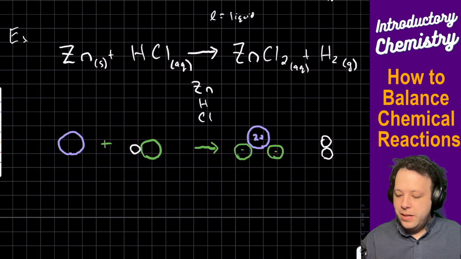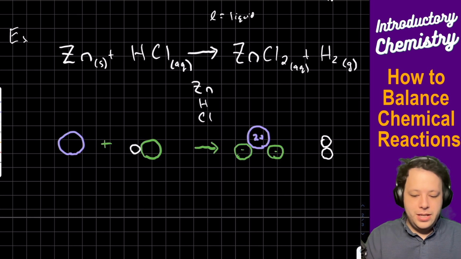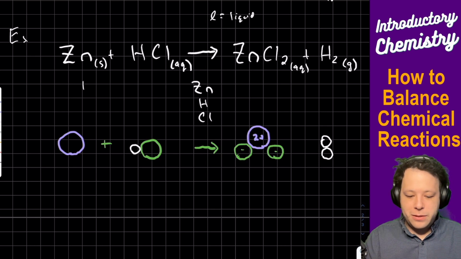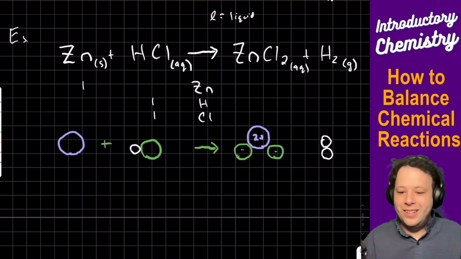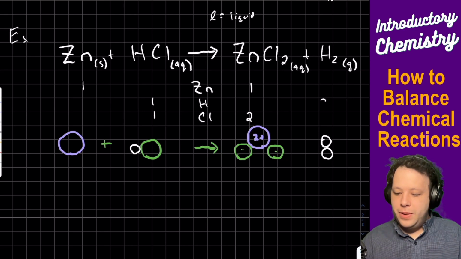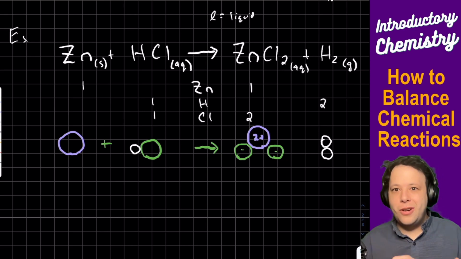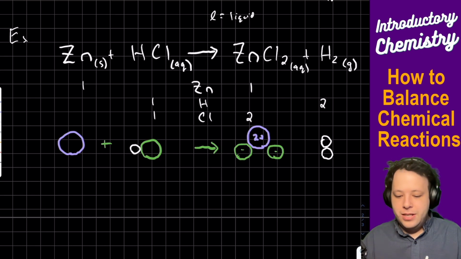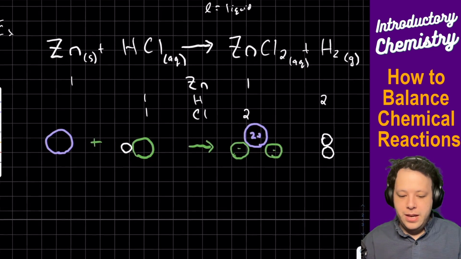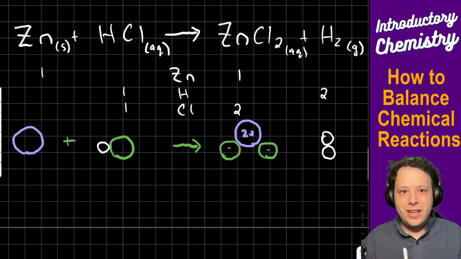So are we balanced on both sides? Well, let's count. We have 1 zinc, 1 hydrogen, 1 chlorine. On the right, we have 1 zinc and then 2 chlorines, and also 2 hydrogens in this example. One thing you're going to see really quickly is the H and the chlorine are not balanced. We have 2 on the right-hand side and 1 on the left.